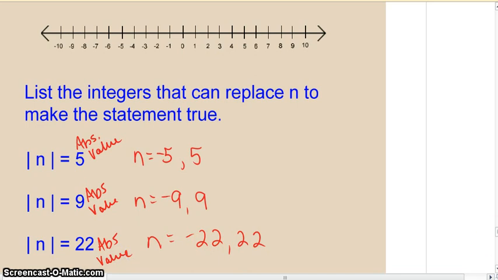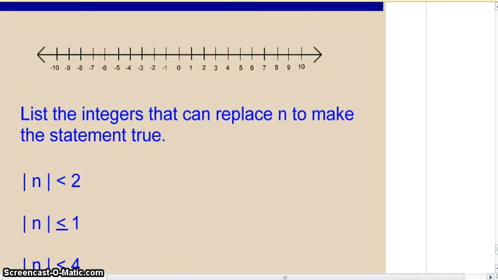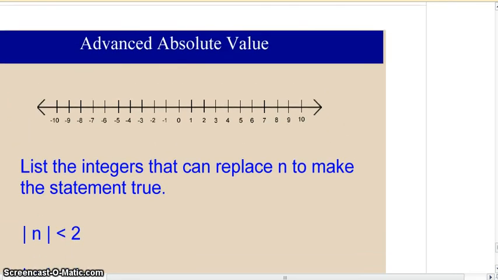So now that we understand this, let's move on to some harder problems and see what your brain can take. In this next problem, we have an inequality. In other words, instead of having an equals mark, we have a less than mark. Less than, greater than, less than or equal to, greater than or equal to, or not equals to are all considered inequalities. So here, we want to figure out what values will make this a true statement. What can I put in the place of n such that we get an absolute value less than 2?